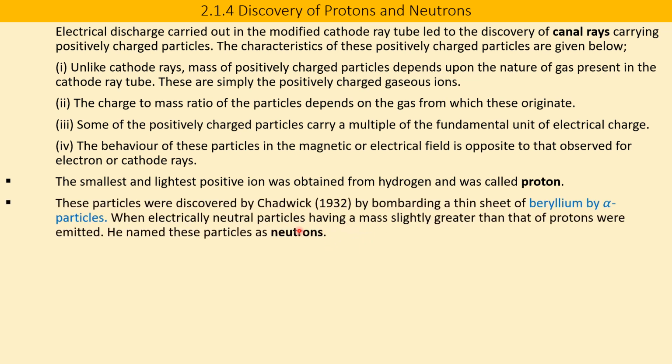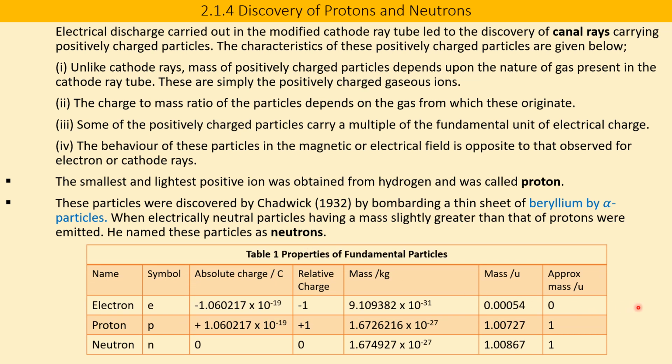Neutrons were discovered by Chadwick in the year 1932 by bombarding a thin sheet of beryllium with alpha particles, when electrically neutral particles having a mass slightly greater than that of protons were emitted. So when he bombarded the thin sheet of beryllium with alpha particles, some particles which were electrically neutral were also emitted, and he named these neutral particles neutrons.